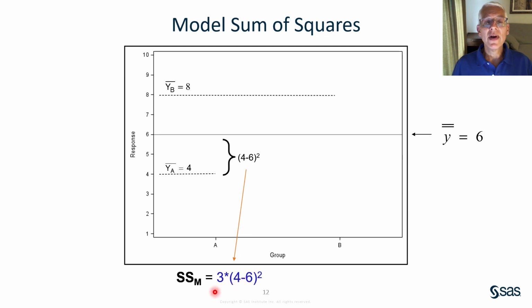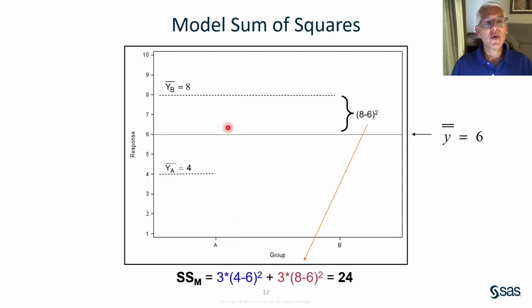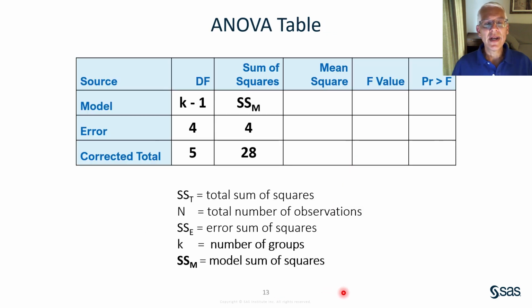And then remember, for group A, we had a total of 3 measurements. So we're going to multiply that squared difference by 3. And then, of course, we need to do that for group B. So the group B average is 8. We're going to subtract off the overall average, which is 6. We're going to square that value, and we're going to multiply that by 3 because there were also 3 measurements from group B. When I total all that together, I get my model sum of squares, which is 24.